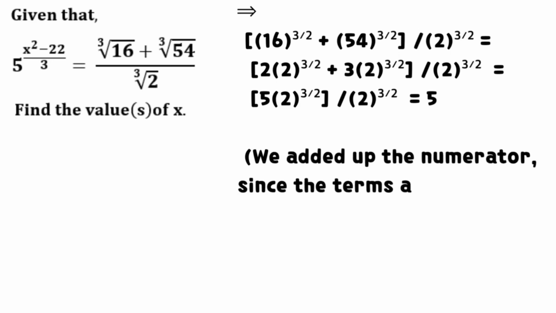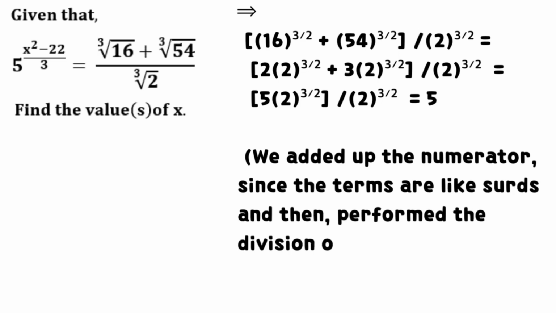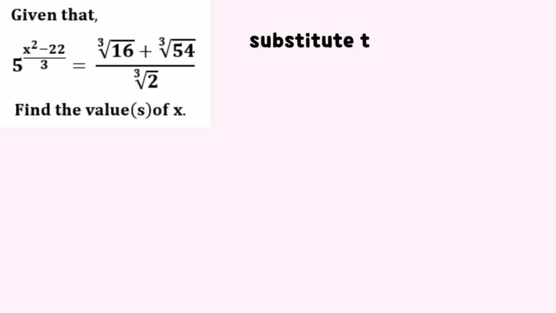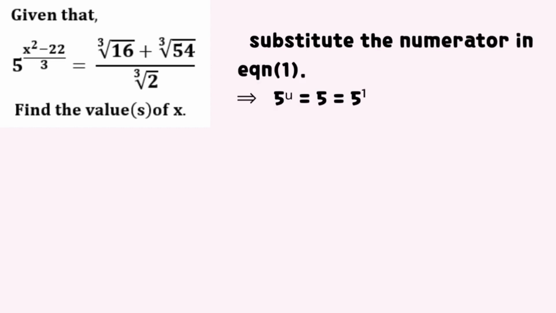cube of 16 and the square root of cube of 54 all divided by the square root of cube of 2 equals to 5. We added up the numerator, since the terms are like surds, and then performed the division operation. Substitute the numerator in equation 1.